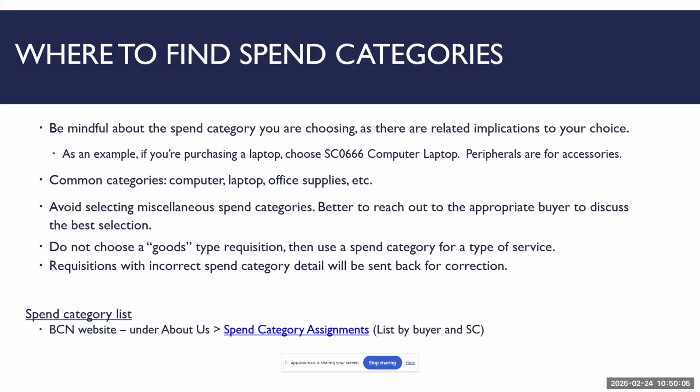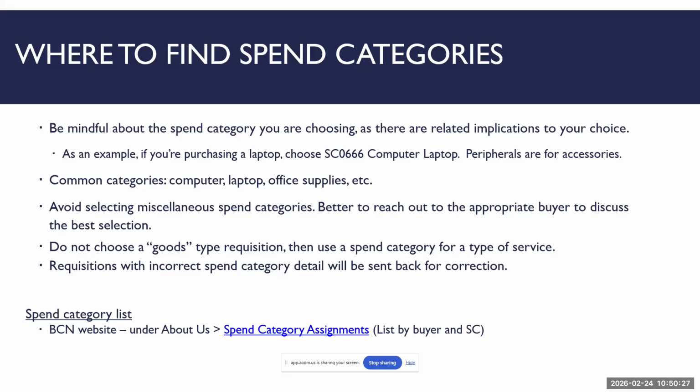Another bullet point that is on here is making sure that when you're picking a spend category, you're very thoughtful about it. If you're doing a goods type requisition, let's say, and then you go and pick a spend category for a type of service, that of course is not going to work. So make sure that you're paying attention to those.